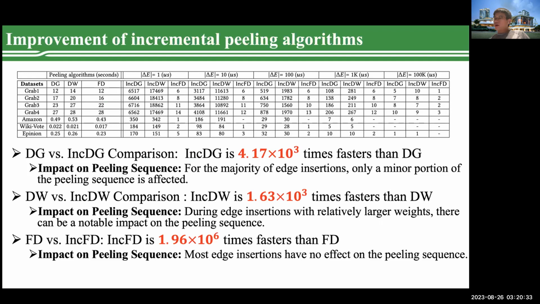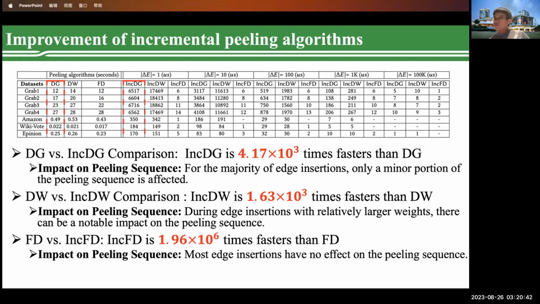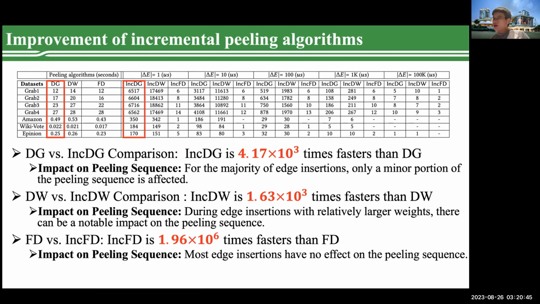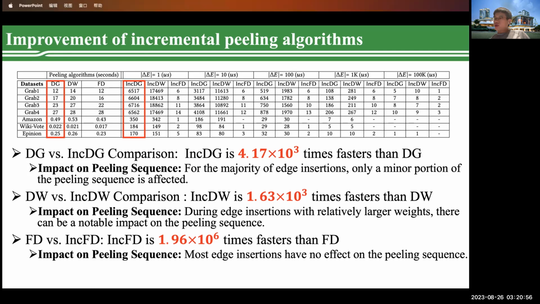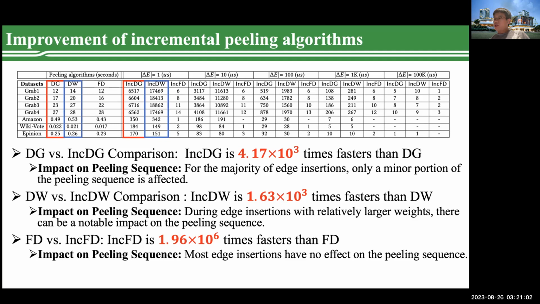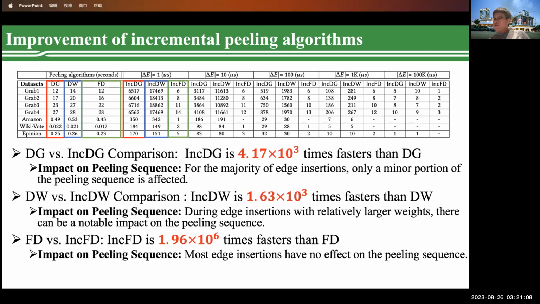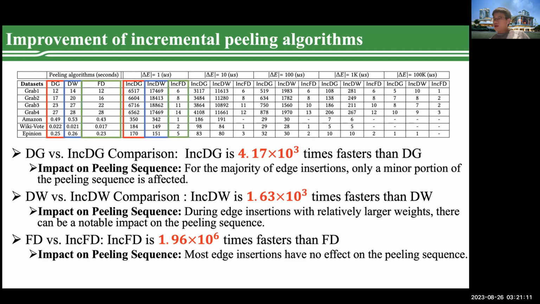We kick off with a comparison between DG and ENC-DG. ENC-DG is 4,000 times faster than DG. For the majority of edge insertions, only a minor portion of the peeling sequence is affected. ENC-DW is 1,000 times faster than DW. During edge insertion with relatively large weights, we observe a notable impact on the peeling sequence. ENC-FD is six orders of magnitude faster than FD. For the majority of edge insertions, there is no effect on the peeling sequence when using ENC-FD.